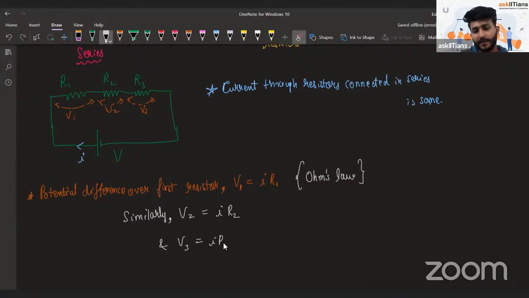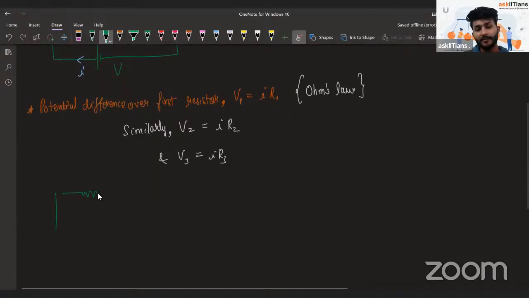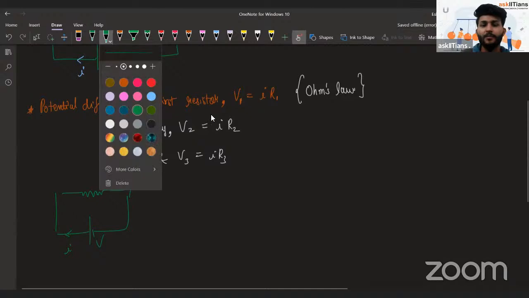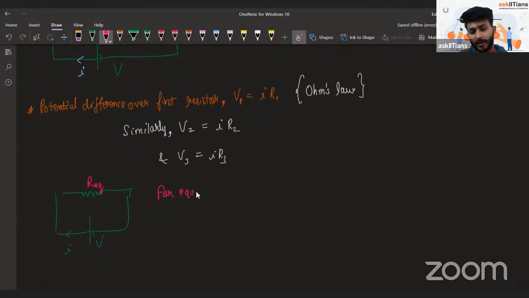And V3 is IR3. Then you're going to draw another circuit. This is also important. Draw another circuit with the same voltage and the same current I. Voltage is going to be the same, current is going to be the same. R equivalent you're going to write over here. And then for the equivalent circuit, you would say total potential difference V is current into total resistance R equivalent. So give these numbers 1, 2, 3, and this fourth.